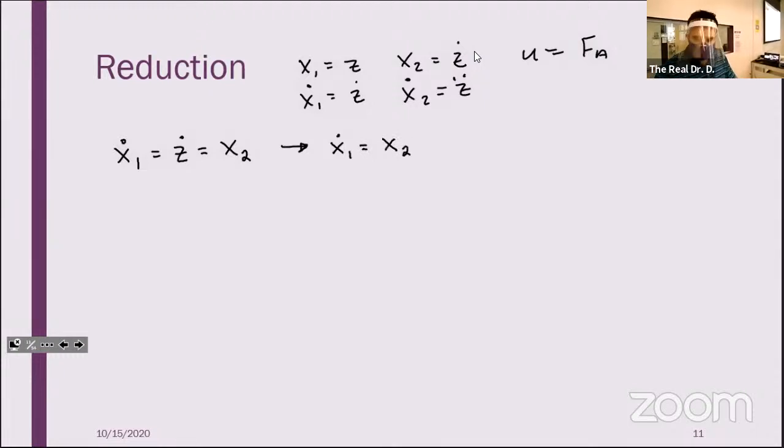equation. Remember, what we're trying to do with state variable format is find a function of x dot that has to be a function of some combination of my state variables and my input. That's what we're trying to make. We also have that x dot 2 is equal to z double dot.